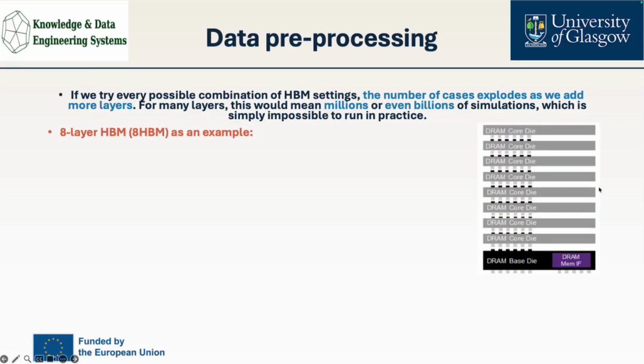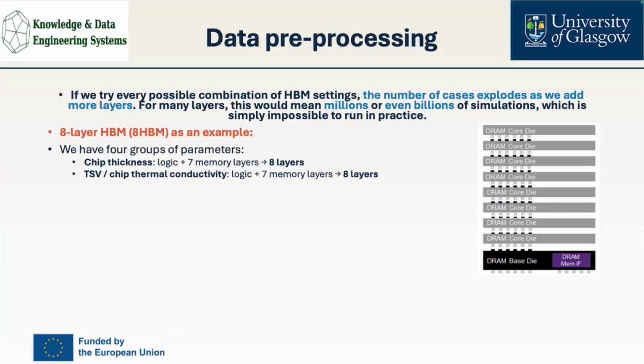For example, take the 8-layer architecture. For each of these layers, we have 4 groups of parameters. First, chip thickness: we will have the logic and 7 memory layers, so in general 8 layers. For the TSV or chip thermal conductivity, we also have 1 logic layer and 7 memory layers, so in general 8. Also for the power, we will have 1 logic layer and 8 memory chips, so in general 9.